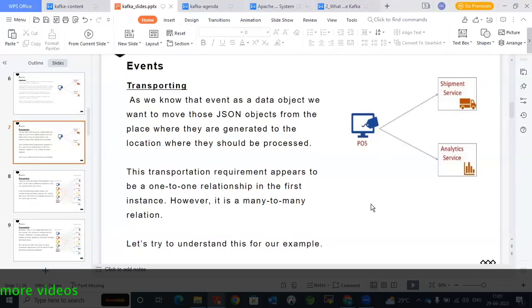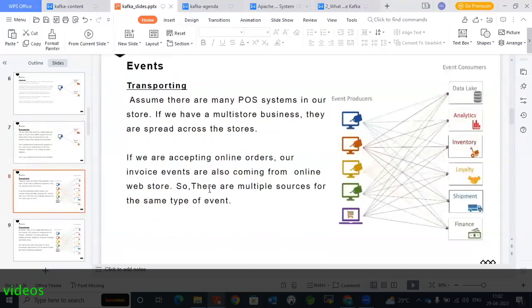In DMart, we have 15 counters, right? So from counter 1, the shipment service will get the data. Counter 2, it will get the data. Counter 3, it will get the data. Counter 4, it will get the data, meaning invoice. So one shipment service will get the data from many POS machines. So when we think about the shipment service and the analytics service, it is many to one. When we think about this POS, it is one to many. Now let us understand this with a clear picture.